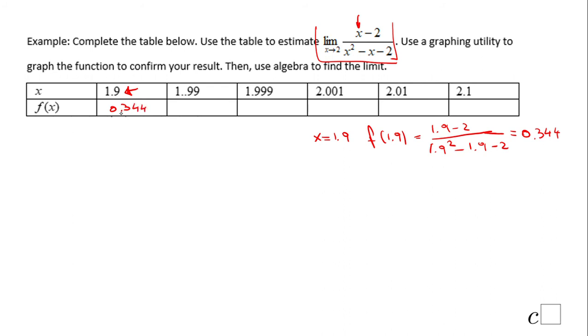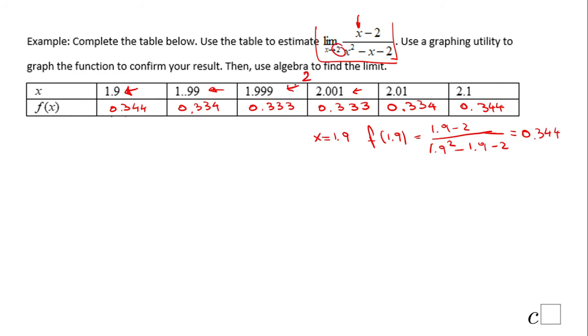Okay, if you do similar for the next one, for this one, you will get 0.334. For the next one, you're gonna get 0.333, and you will notice this value repeat when you go on the other side of the table. I'm gonna explain in a moment what I mean by the other side. So this we have the same value.